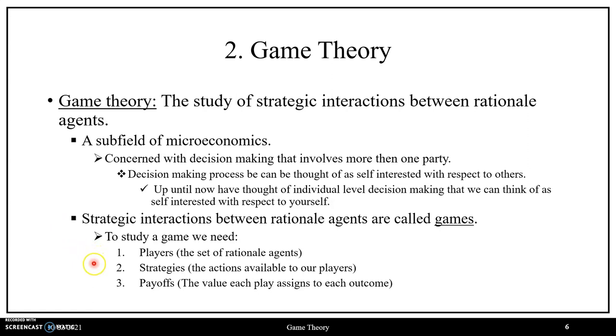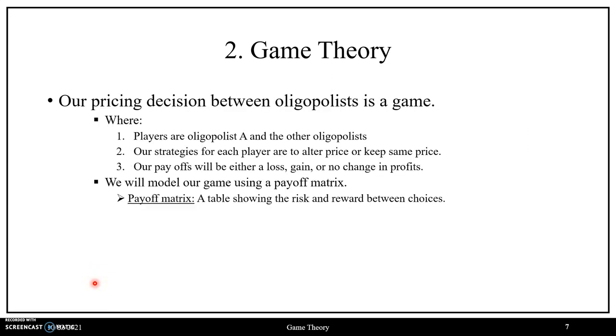The first being the set of players, the second being the strategies available to our players, as well as the payoffs received from these outcomes for each player, where our pricing decision between oligopolists will be a game, where players are oligopolist A and the other oligopolists in the industry. Our set of strategies will be that each player can alter the price on their good or service or keep the price the same, where our payoffs will be either a loss, gain, or no change in their profit levels, where we will model our games using a payoff matrix in order to show the risk and reward between choices.